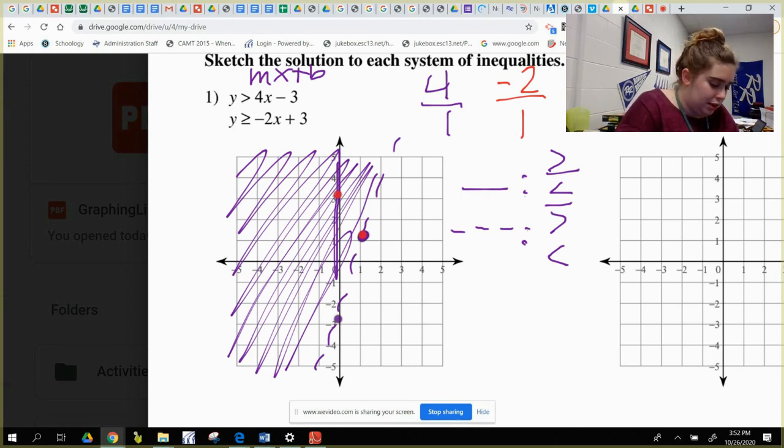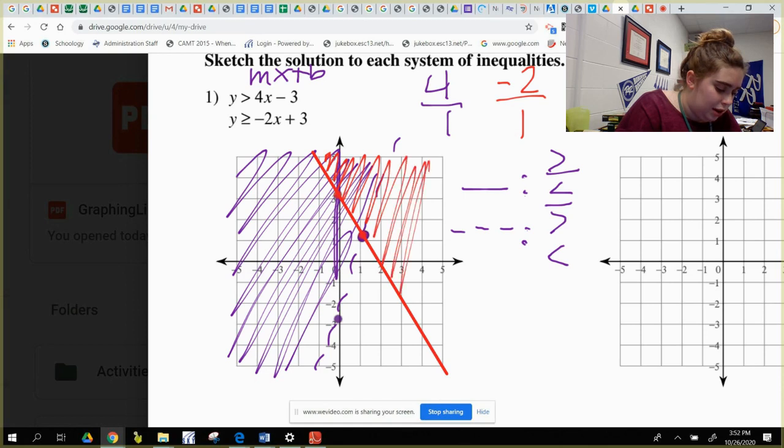All right, so a solid line through those points. That would look like that. Okay, and then we need to think about where to shade. So again, this is greater than, right? So the y values are going to be greater than that line that we just drew. So it would be shaded on this part above that line, okay?